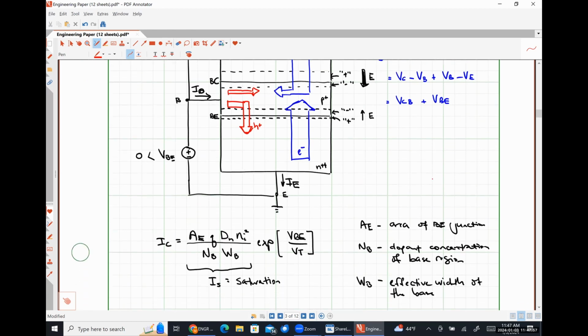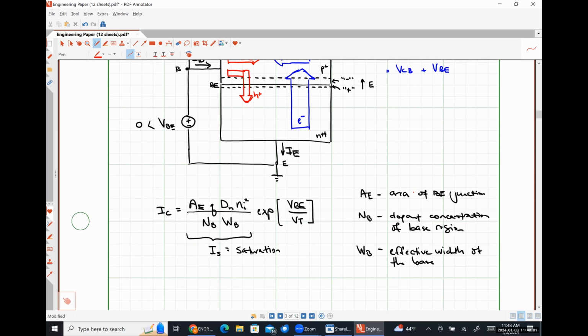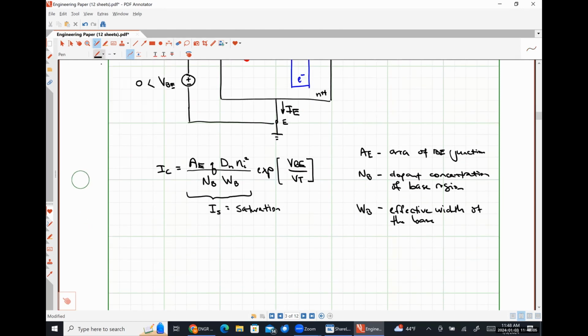The base current is typically defined or expressed as a fraction of the collector current. So our base current IB is usually written as IC over a parameter beta. So this would be then IS over beta times EXP of VBE over VT. And from this, we can see that beta is IC over IB, that shouldn't be a beta, that should be a capital B, excuse me.